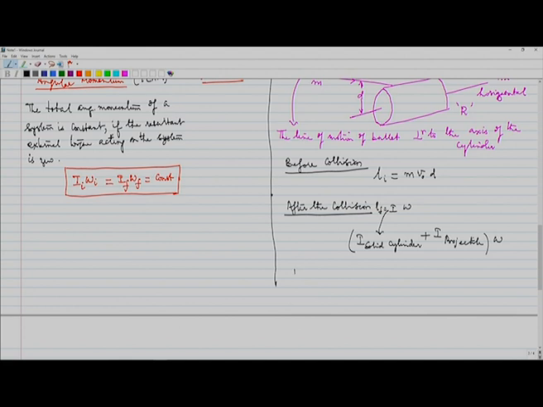So I have mR squared by 2, the moment of inertia of a solid cylinder, plus, after it got embedded on the surface, the mass of the bullet is little m at a distance of R, so little m R squared, times omega. This is equal to the initial angular momentum, m v naught d, corresponding to only that of the bullet. Therefore omega is equal to m v naught d divided by (M R squared by 2 plus little m R squared).